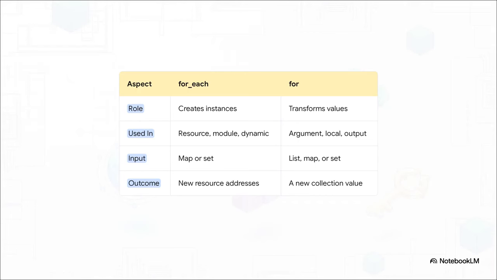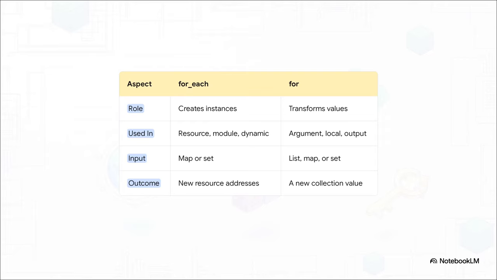It all boils down to this table. Just look at the primary role. For each creates instances, it builds things. For, on the other hand, just transforms values. It shapes data. And that single difference tells you everything else. It tells you where you can use them.